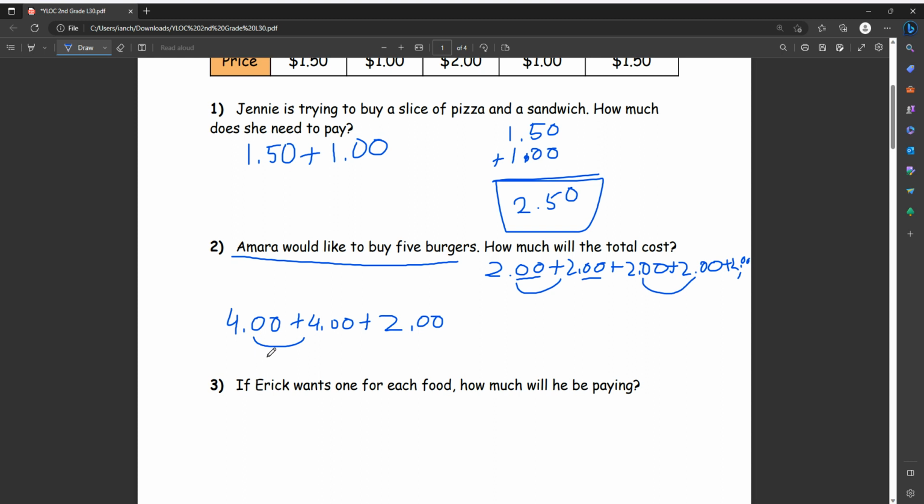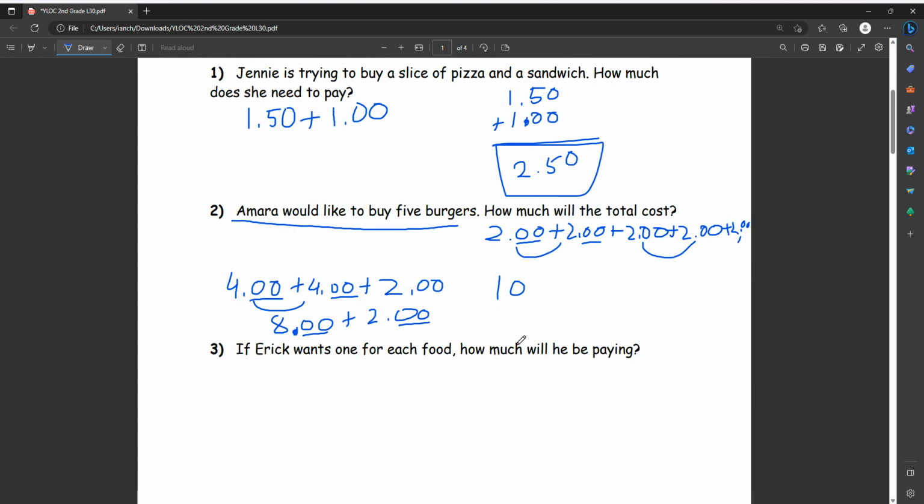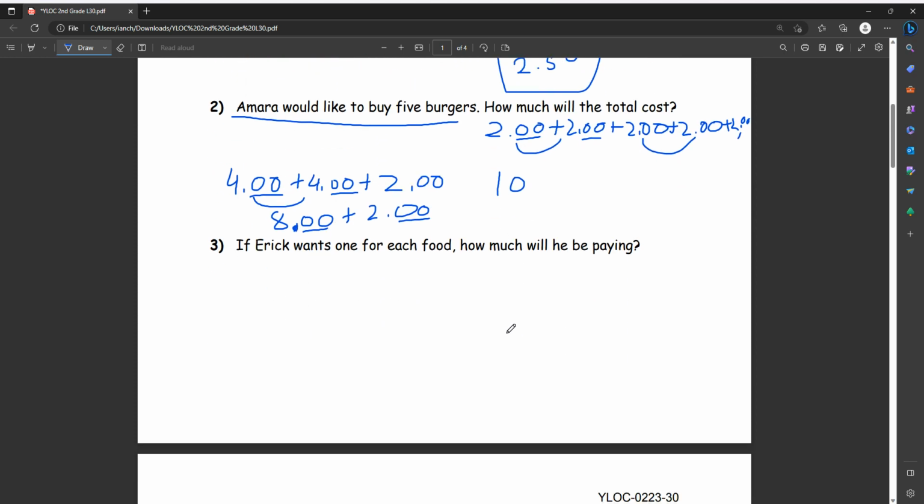So then we don't need to add the front numbers because again the decimals in the back are nothing, so it's just going to be 8.00 plus 2.00. And then just like before, since the numbers after the decimal are zeros, all we need to do is add the front numbers, so it's just 8 plus 2, which equals 10. So she needs $10.